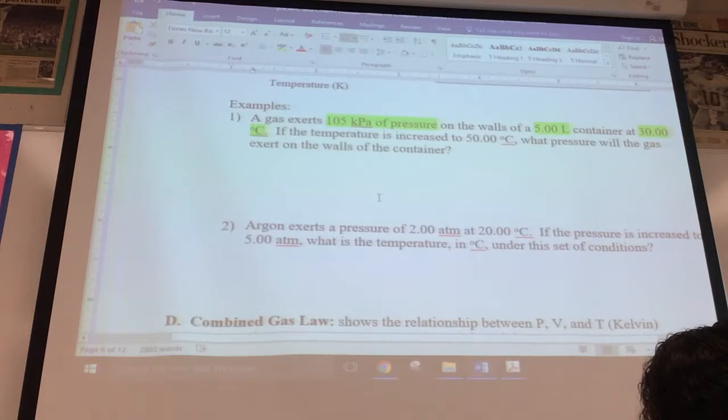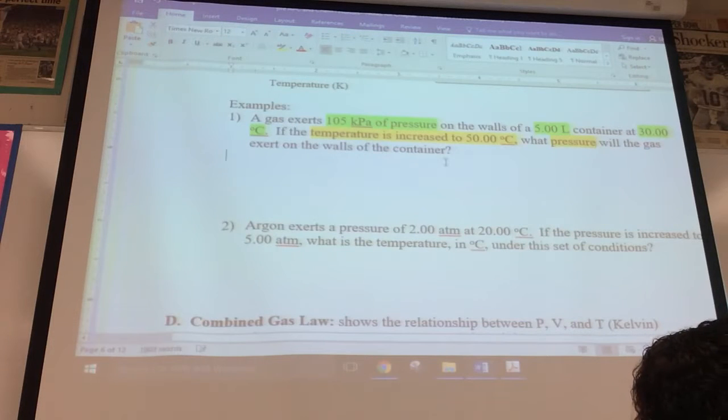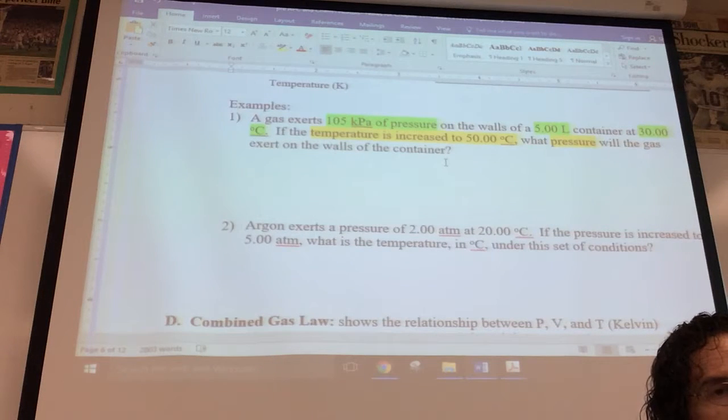Highlighted it in one color. Now you're going to increase temperature to 50, and you want to know the pressure. It didn't say anything else about the volume. So they gave you the volume, but it doesn't change. That means the volume's constant. Doesn't factor into this particular type of problem. If the volume changed as well, then you would factor it in, and you'll see that in a subsequent gas law.